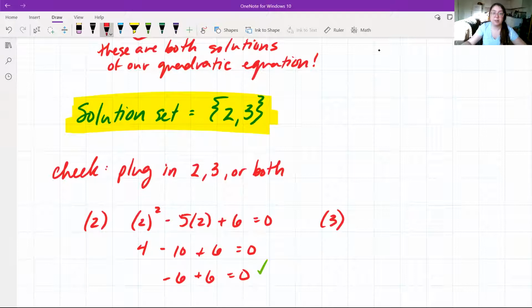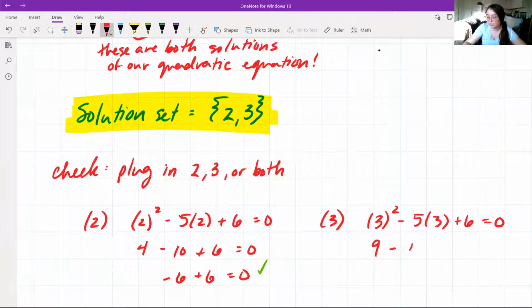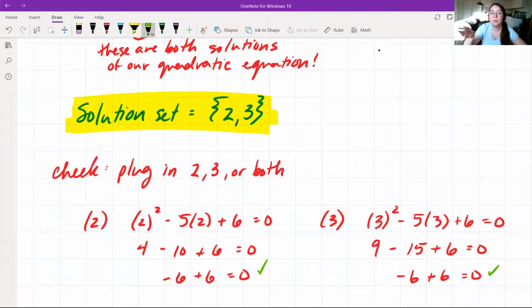So now we can try 3. In this case, we'll have 3 squared minus 5 times 3 plus 6, which we say is equal to 0. 3 squared is 9, minus 15, plus 6 is equal to 0. 9 minus 15 is negative 6, plus 6 is equal to 0. So this is correct as well. So we see that our solutions 2 and 3 would both make this equation true.